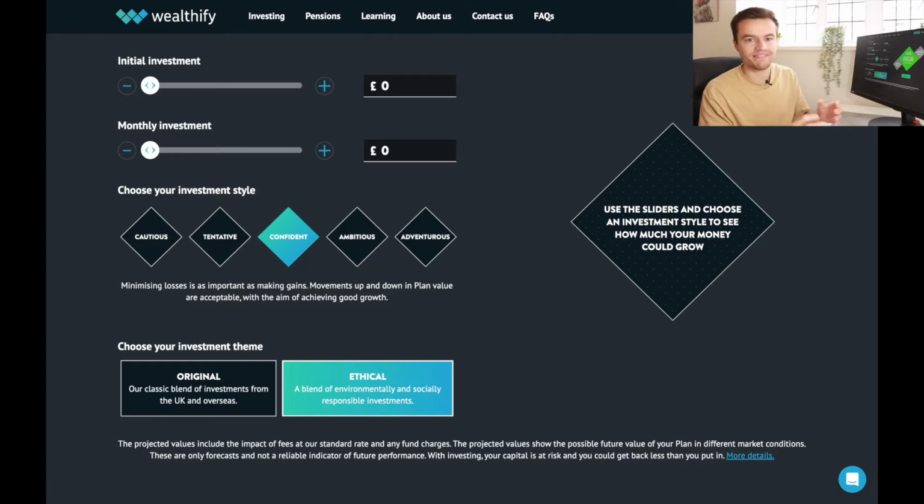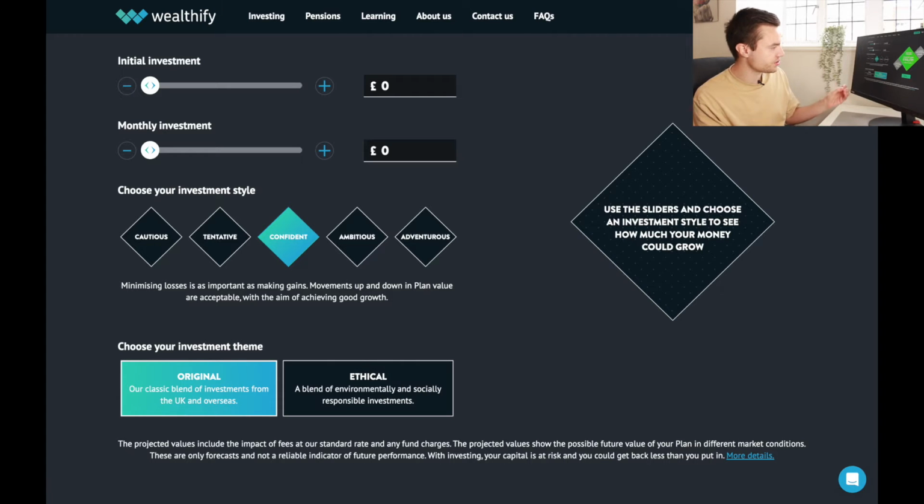And by this they mean investing in companies which largely avoid harmful activities, so activities such as tobacco, gambling, weapons, adult entertainment, these kind of things. And ethical investing opts for companies which avoid those activities and who take environmental and social responsibilities seriously.